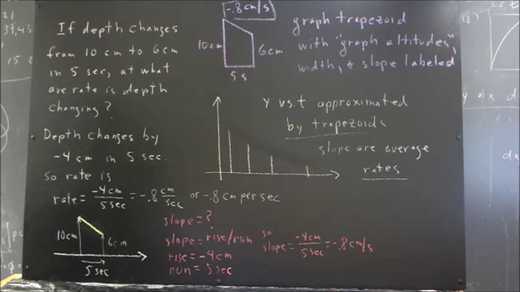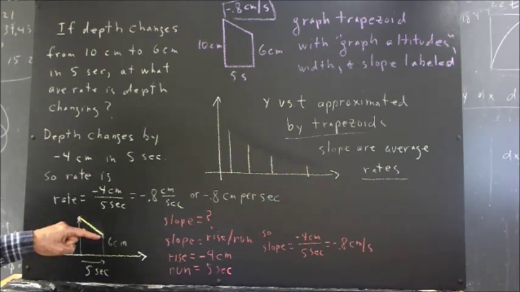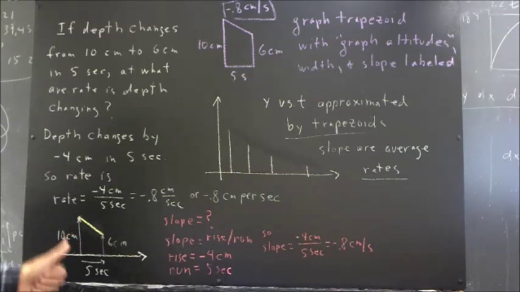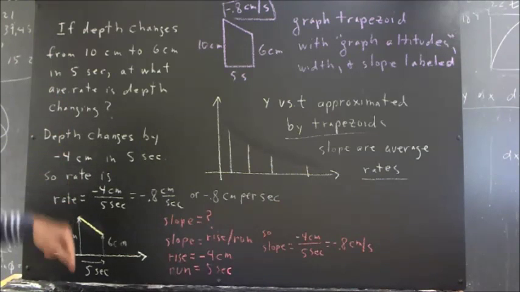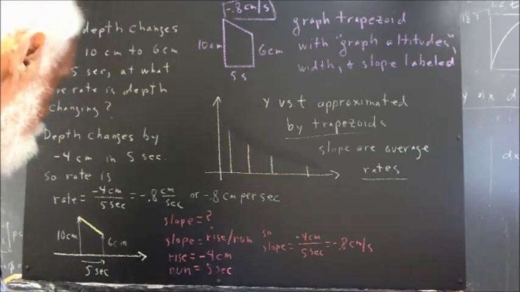Well, you should see pretty clearly the rise. Well, you're at 10 centimeters, then you're at 6 centimeters. The rise is the change in the vertical direction. The change is downward 4 centimeters. So the rise is negative 4 centimeters.